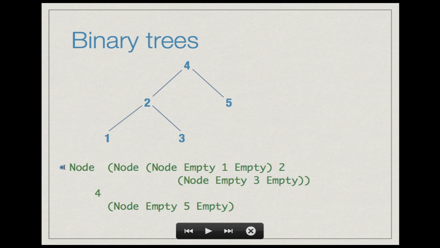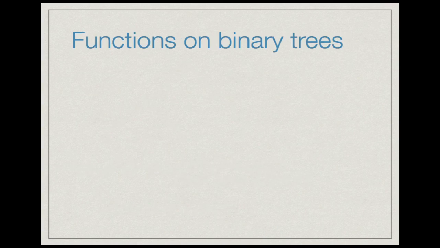Here is another example. This tree is node of a fairly large left subtree, a non-trivial left subtree, and the root value being 4, which is declared here, and a right subtree which has only a single node. The right subtree is node mt5 empty. The left subtree itself is a tree which is of the form node 2 and a left subtree which says node mt1 empty and a right subtree which says node mt3 empty. This is how you represent binary trees.